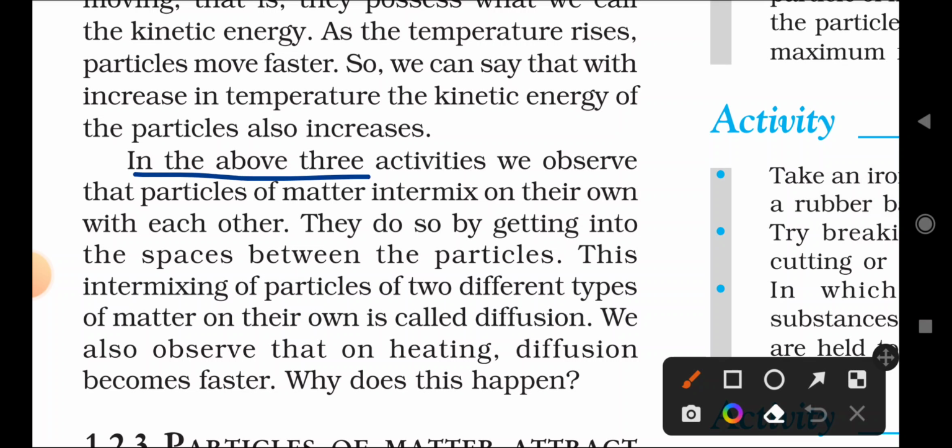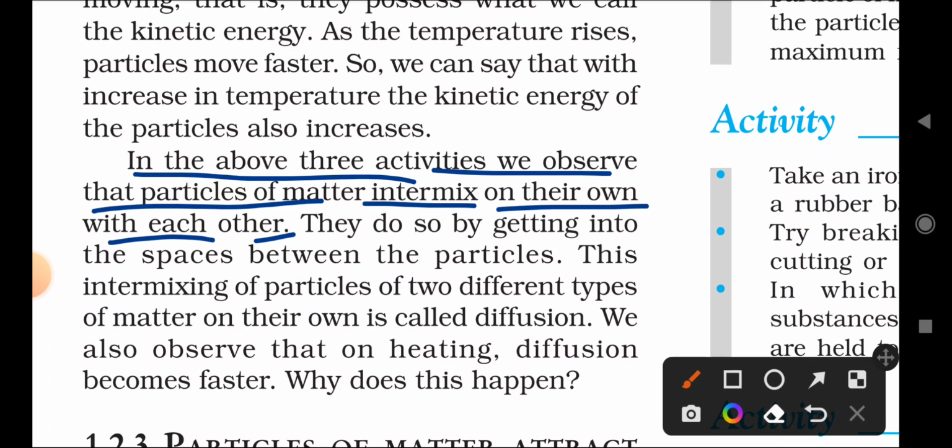In the above three activities, we observe that particles of matter intermix on their own with each other. From the above activities 1.1, 1.2, 1.3, we learn that two different kinds of particles mix on their own. We are not ordering them to do so, we do not have to mix them in a particular condition or particular ratio. They are mixing on their own.